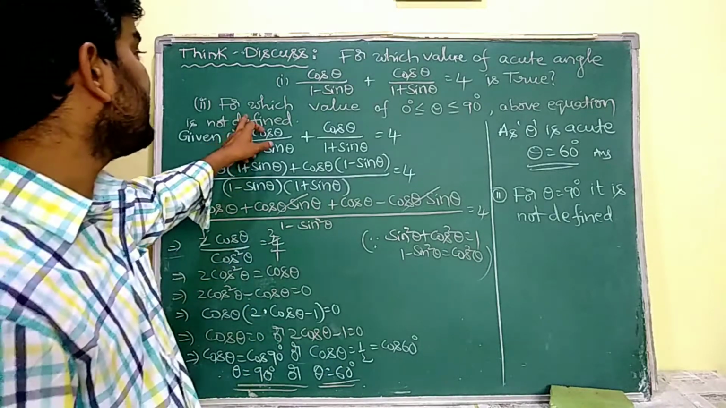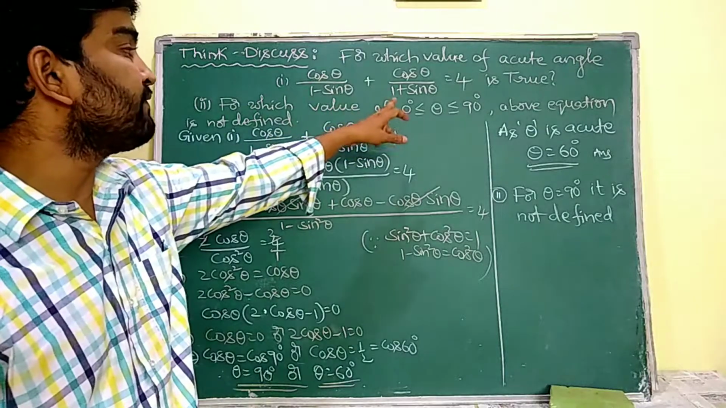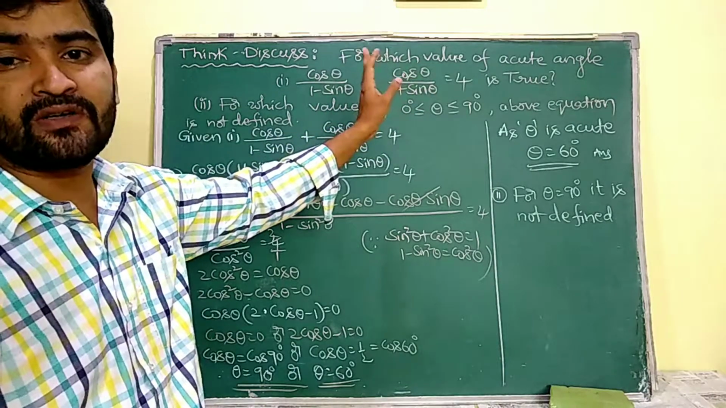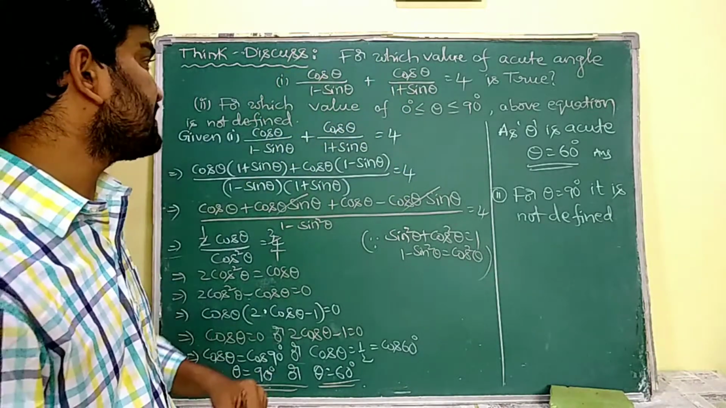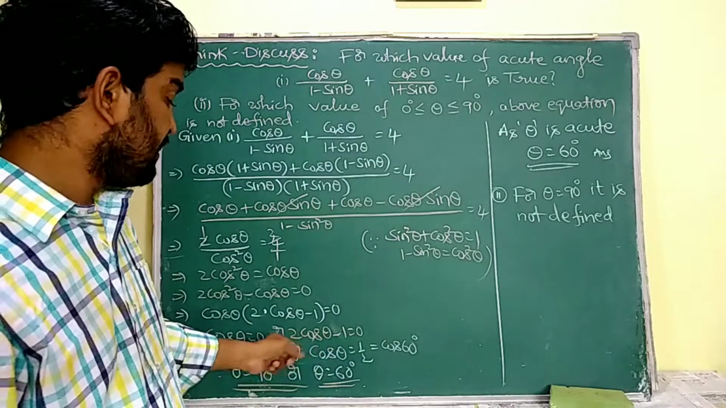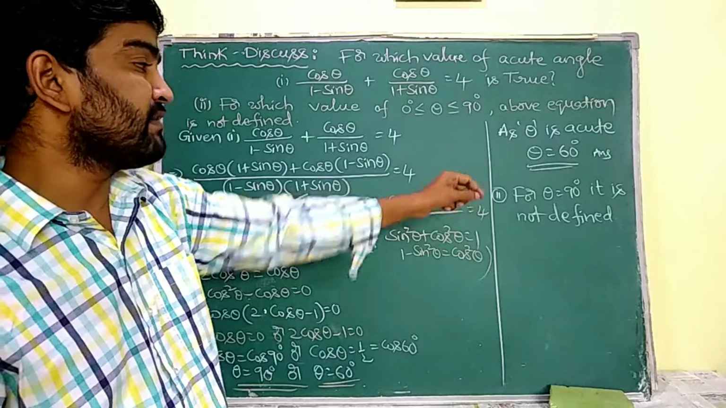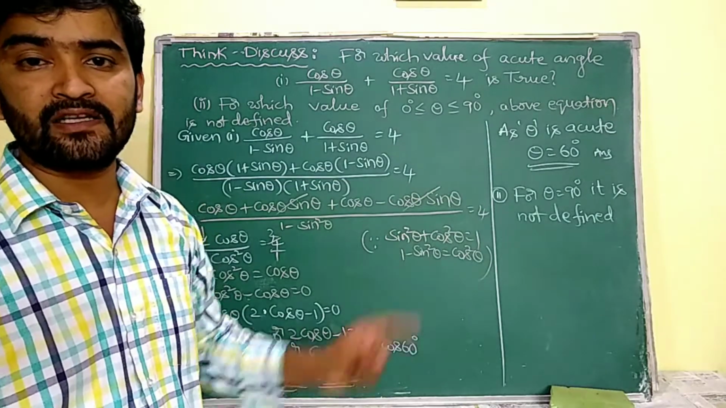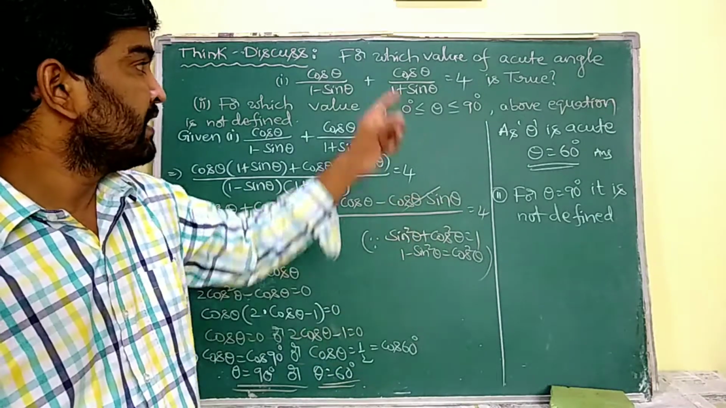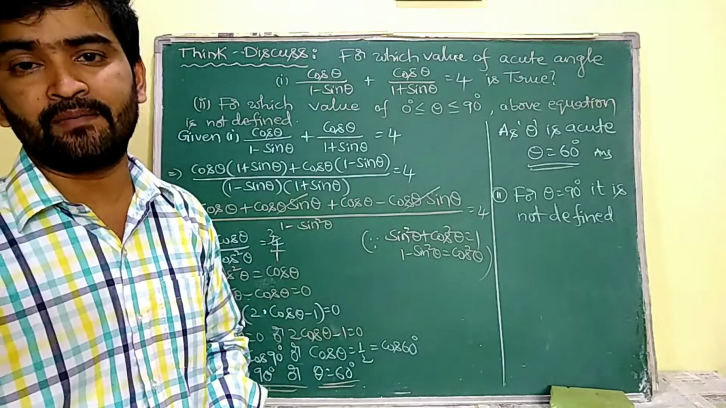And in the second question, for which value of theta that lies between 0 and 90 the above equation is not defined, it is asking. Yes, for the value 90 degrees it is not defined. So that is why theta is equal to 90 degrees. At theta is equal to 90 degrees, the given equation is not defined.